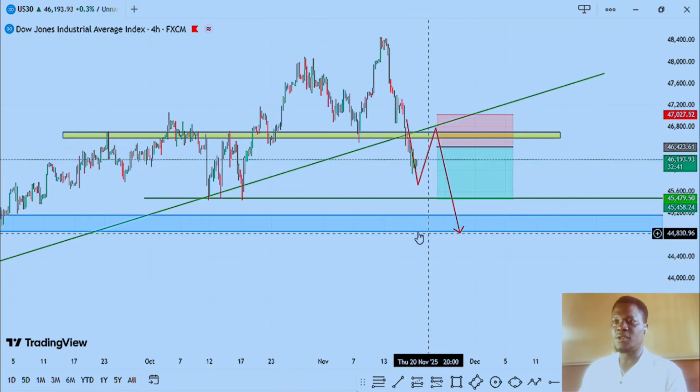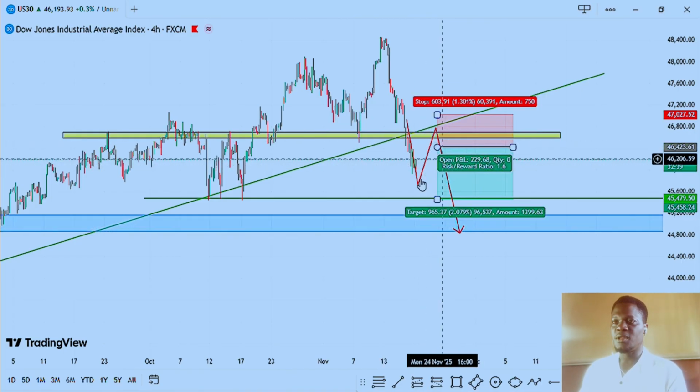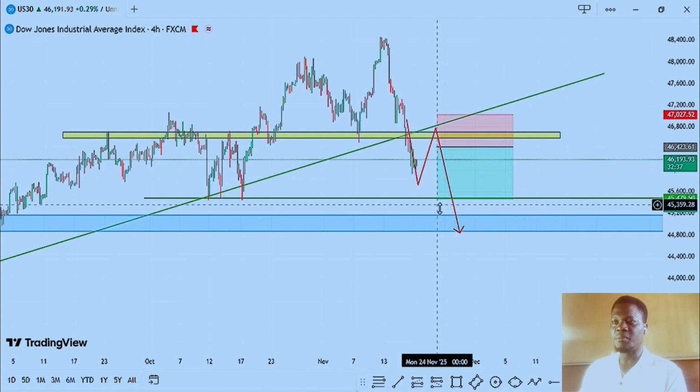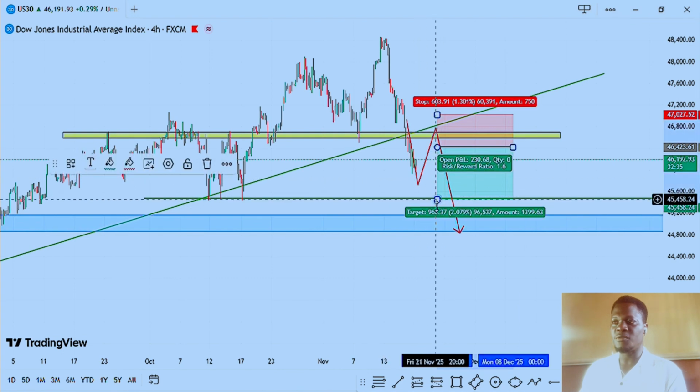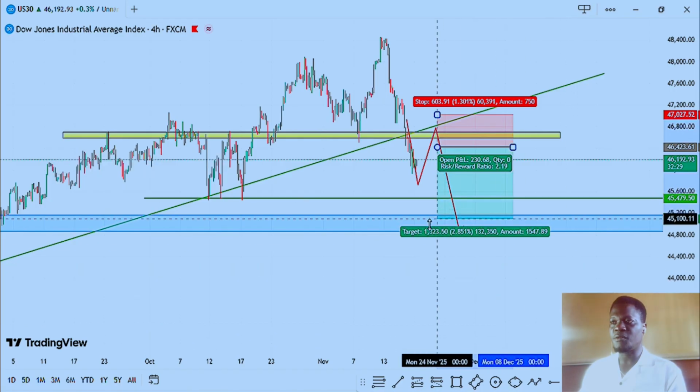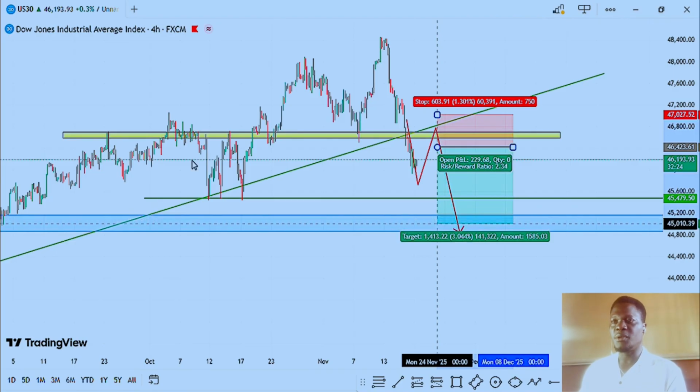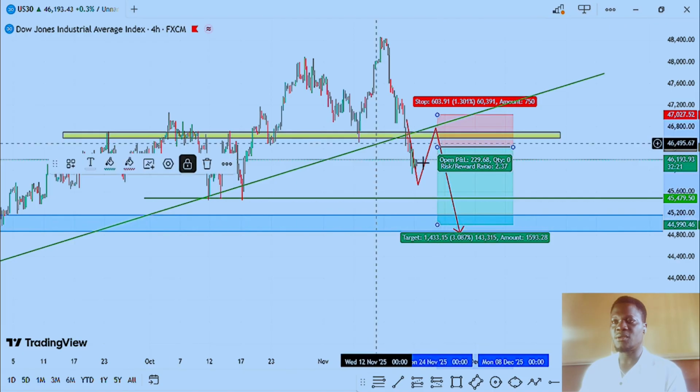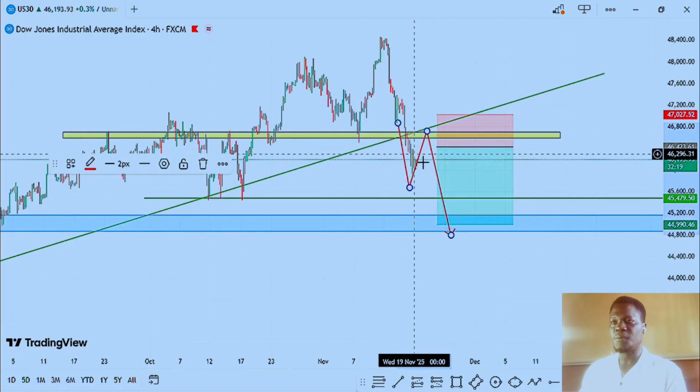Okay, but if you are looking for a sell trade, my first take profit is going to be at this level of 45,479, a round-up number of 45,000. All right, this is the level I will be aiming to take out, and my second target on this US 30.